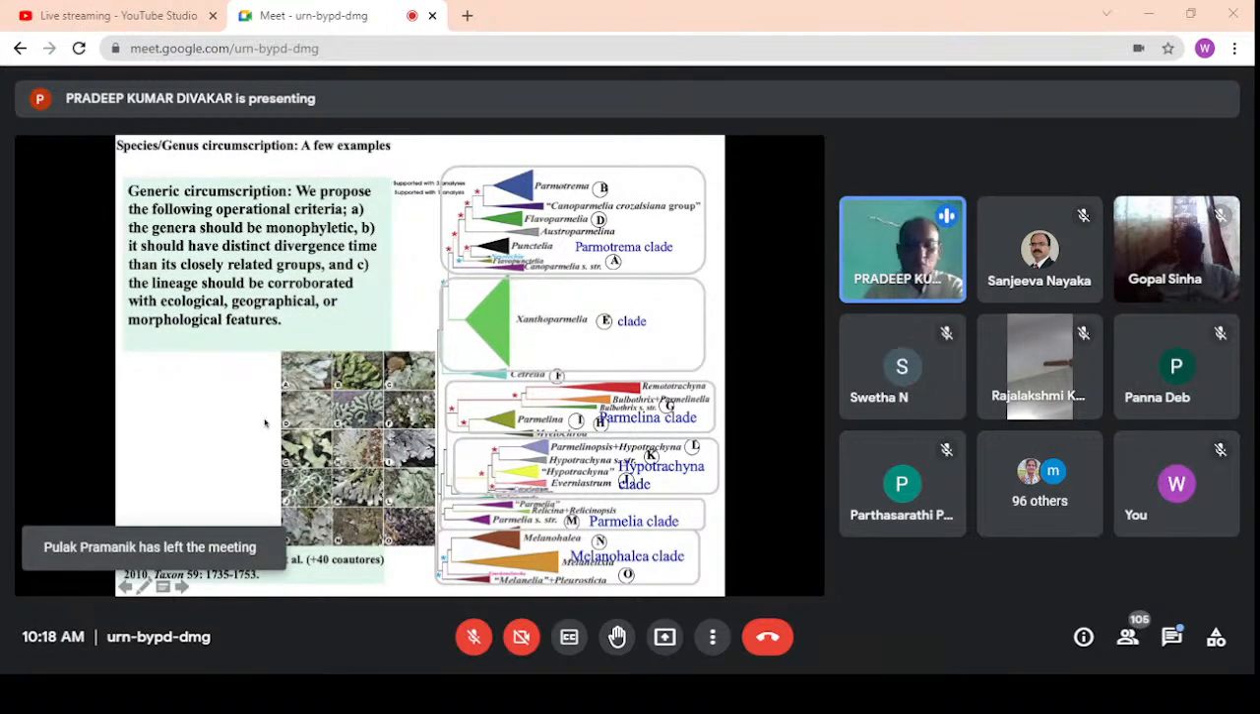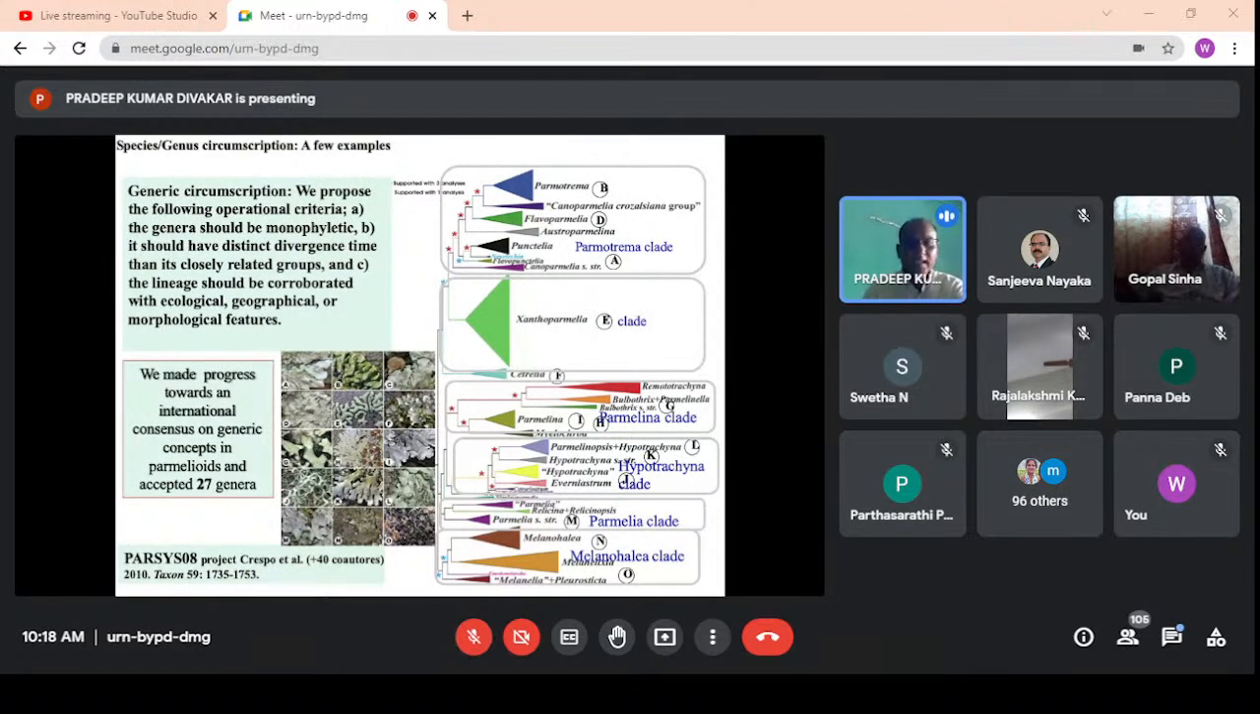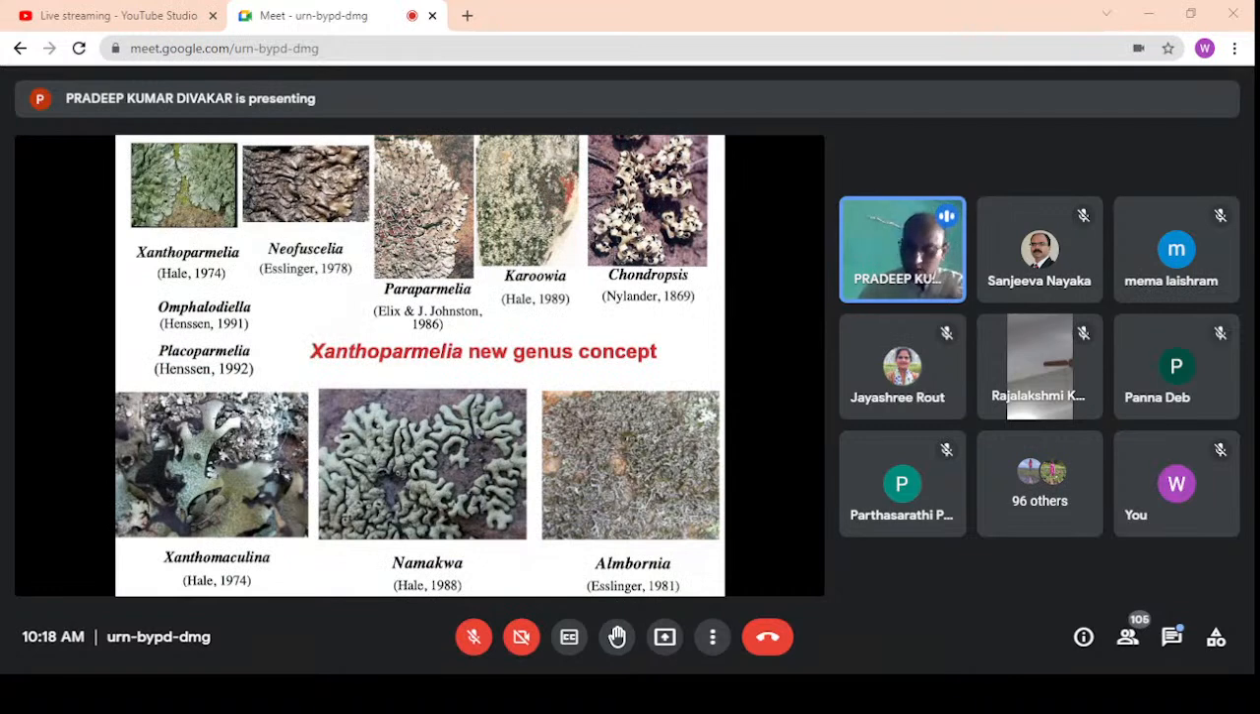And we were also able in this study to make progress toward the international consensus on the generic concept in the parmelioid lichens. And in this study, we accepted a total of 27 genera in the parmelioid lichens. And then the molecular phylogeny is not only for the generic circumscription, but it also helped to establish other groups. Before going to other groups, I want to show the classic example of the genus concept.